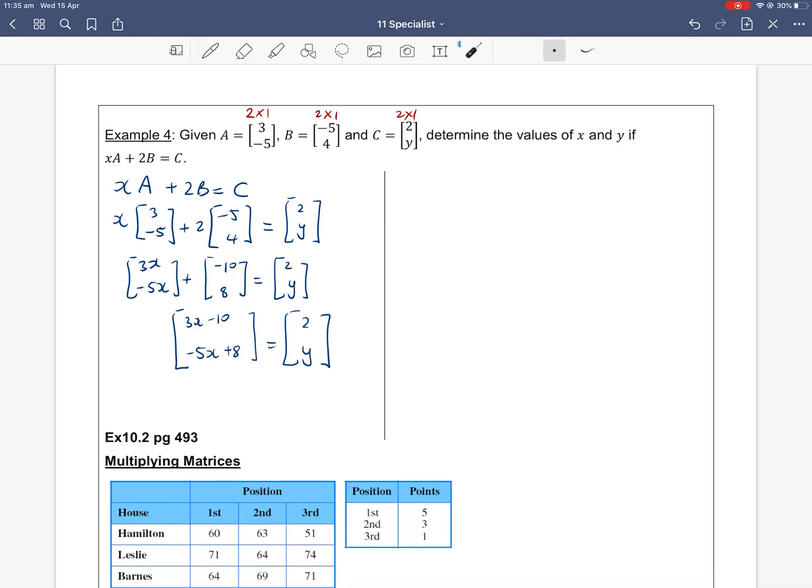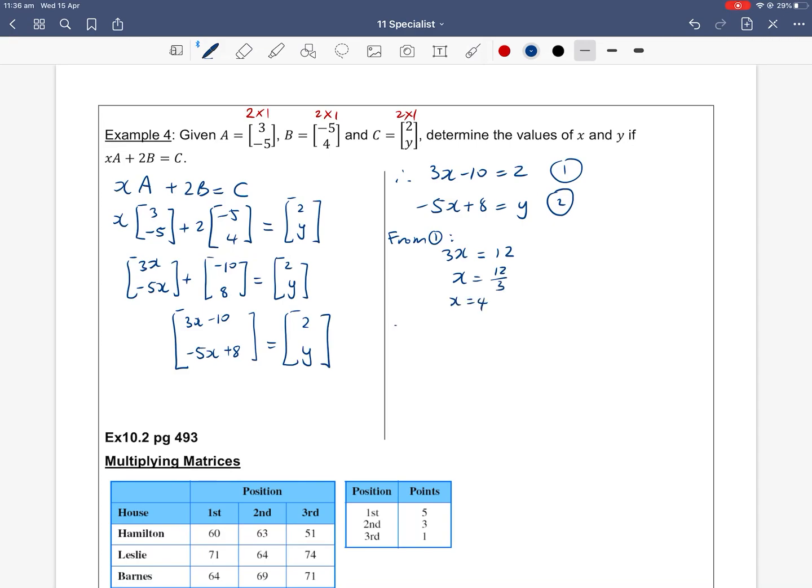Remember back at the start when we said 2 matrices are equal if they have the same size. They're both here 2 by 1, 2 by 1. And if they're the same, then the elements themselves are equal to each other. So therefore, we can say that 3x take 10 equals 2. That's our first equation. And we have -5x plus 8 equals y. That's our second equation. So let's work out what x is from equation 1. 3x equals 2 plus 10, which is 12. x is then 12 over 3, so x is 4. So let's sub x is 4 into equation 2. So -5 times 4 plus 8 equals y. So -20 plus 8 gives you -12. Therefore, x is 4 and y is -12.